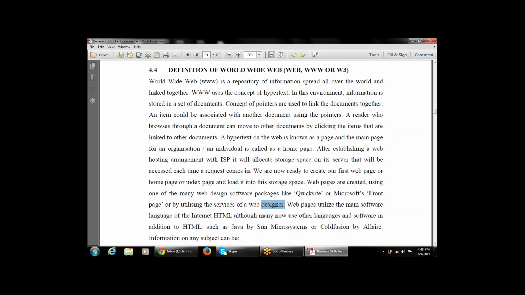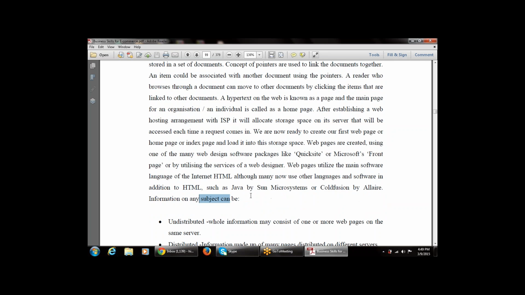Web pages utilize the main software language of the internet, HTML, although many now use other languages and software in addition to HTML, such as Java by Sun Microsystems or ColdFusion by Allaire. That is, we are using web browsers, we are using web languages, we are using software. So there are different languages that are used with the software.